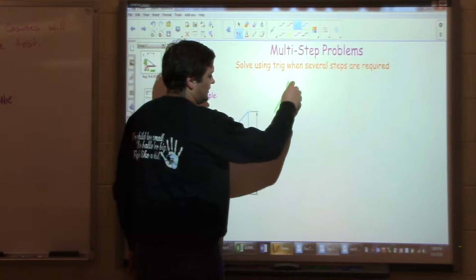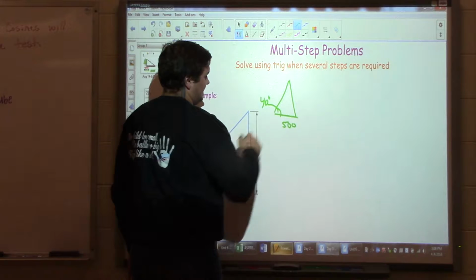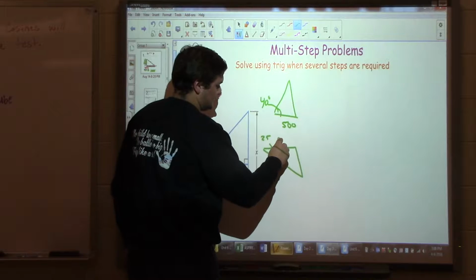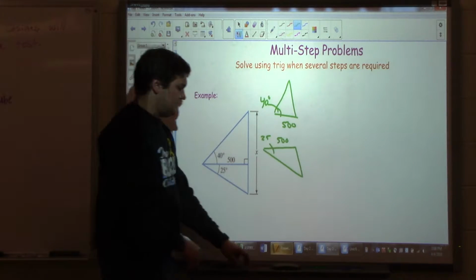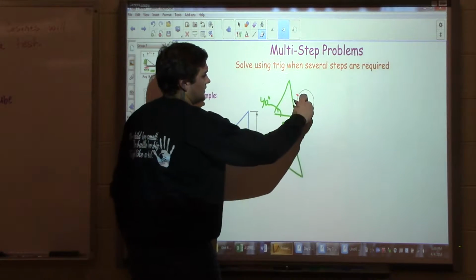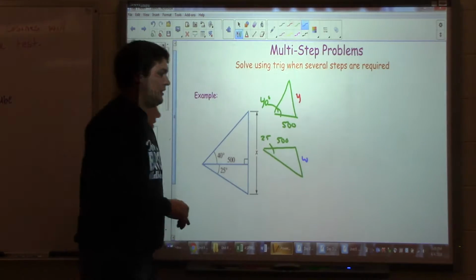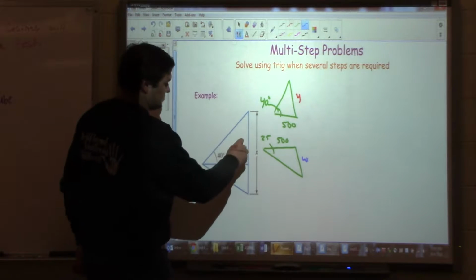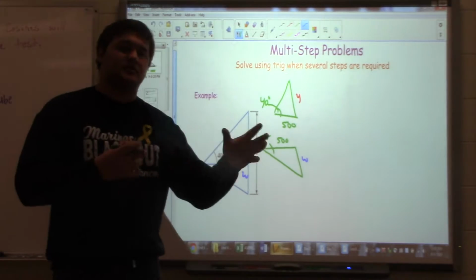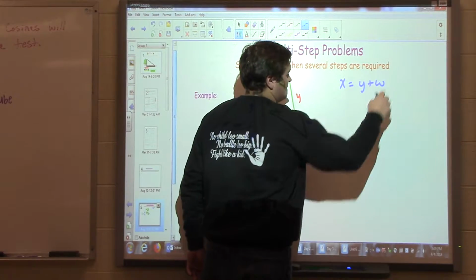I can break down into the one with 40 degrees. I can break it down into the one with 25 degrees. I know if I find each of these separate sides, let's call it y, and let's call it w, and I add those 2 pieces together, so if I have y and w, I add them together, then I get x. So I'm looking for x, but I got to find 2 different pieces to add together. So, we're going to say x equals y plus w.